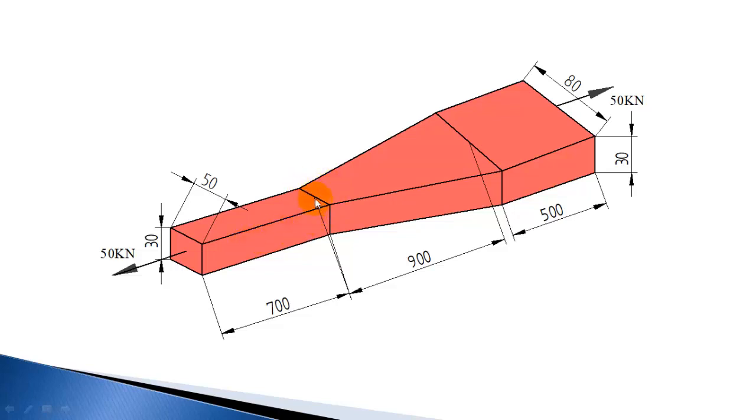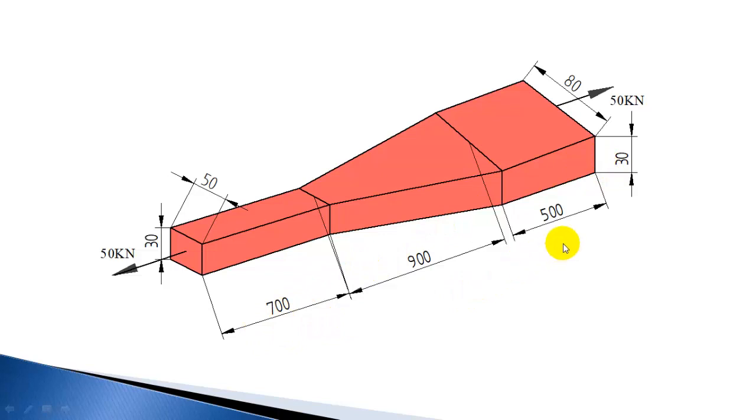The middle portion, the width is varying from 50 to 80. So it is uniformly varying and thickness is 30 mm. So it is a uniformly tapered bar and you have to use the equation PL by T E into (B minus A) into log B by A. The last portion, the width is constant 80 mm, thickness is 30 mm. So its area of cross section is constant and you can use the PL by A equation. The area you can calculate as width 80 into thickness 30 mm.